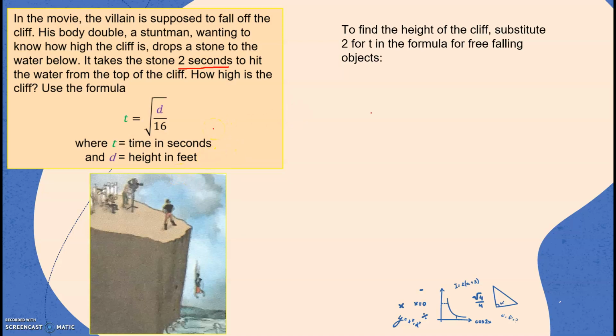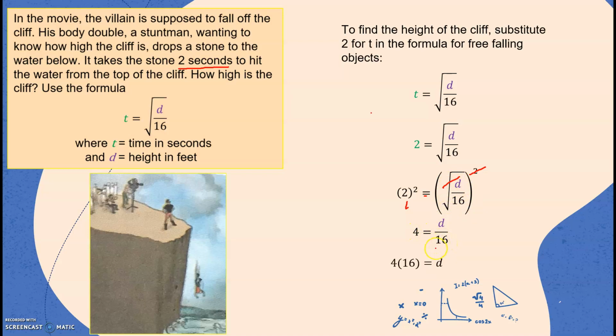So, continuing, T is equal to square root of D over 16. Basically, you're just going to substitute 2 for T. And then, you can now square both sides, right? Because, to get rid of this radical symbol. And then, you get rid of it. Then this becomes 4, equal to D over 16. Right? Because the radical symbol is gone. Then, multiply 4 and 16. So, it becomes 64. So, the height of the cliff is 64 feet.